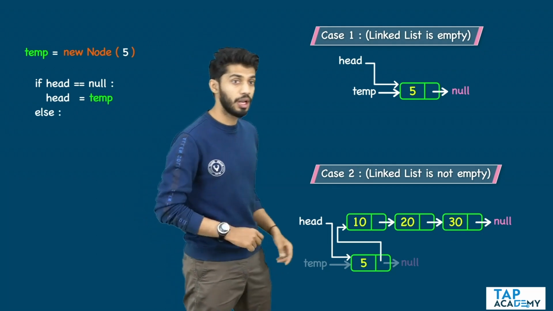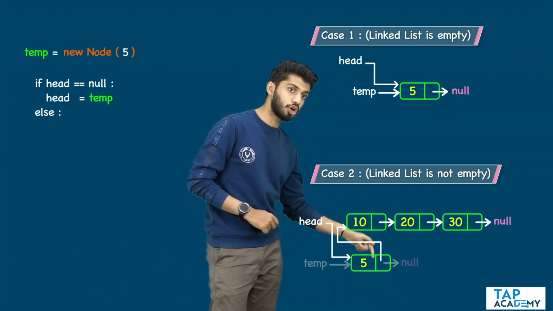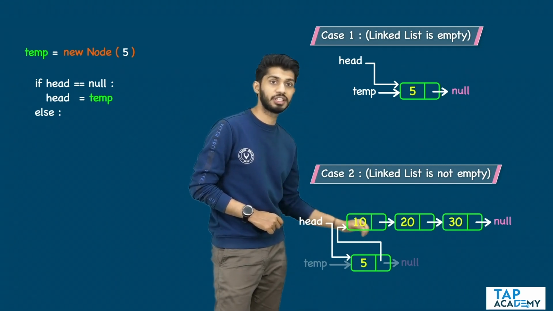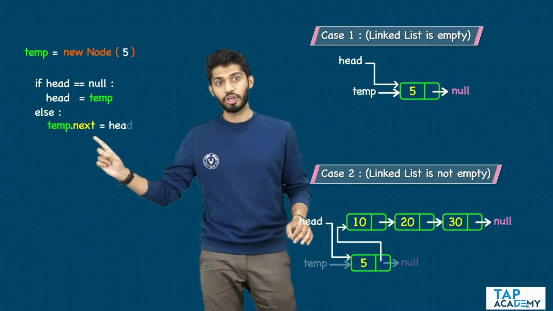Two steps. One is temp.next. So I have already created the node. Temp.next should start pointing to this. How do I do that? I will say temp.next is equal to whatever is there in head. So I will say temp.next is equal to head.